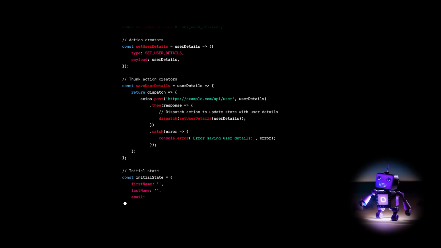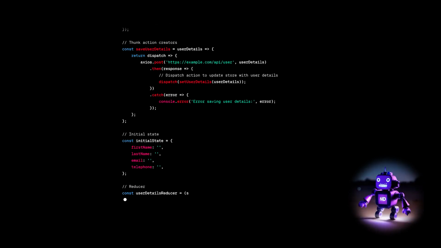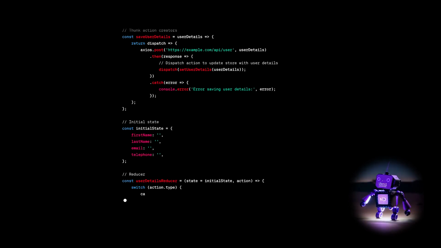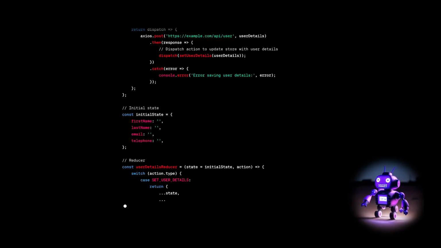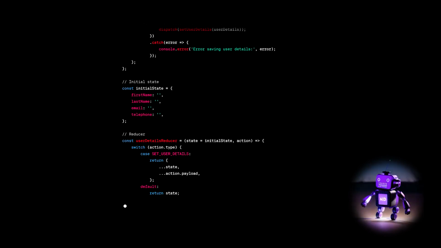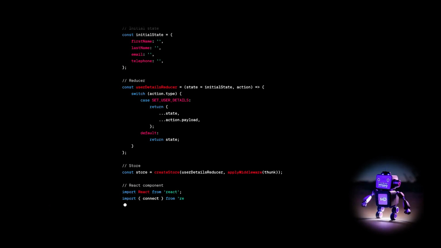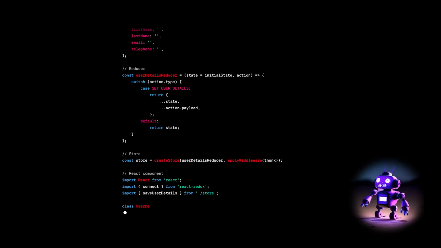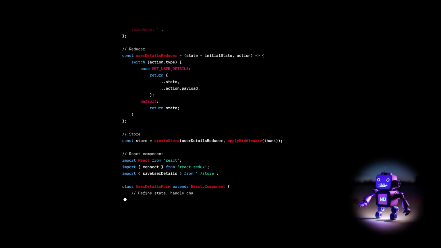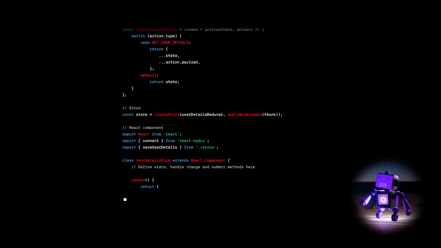The initial state object represents the initial state of our user details in the store. It includes default values for the first name, last name, email, and telephone fields. The user details reducer is a function that takes the current state and an action as arguments and returns the new state. Depending on the action type, it updates the state with the new user details provided in the action's payload. We create our Redux store using createStore, passing in the user details reducer, and applying the Thunk middleware using applyMiddleware. This setup is essential for enabling Redux Thunk in our application.